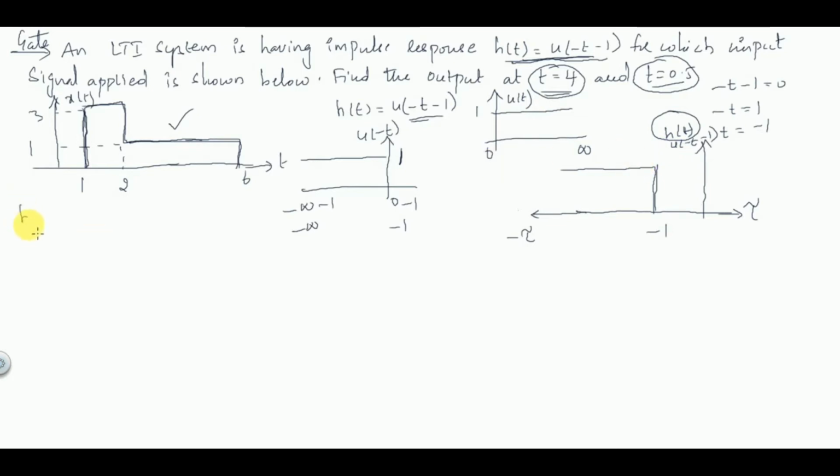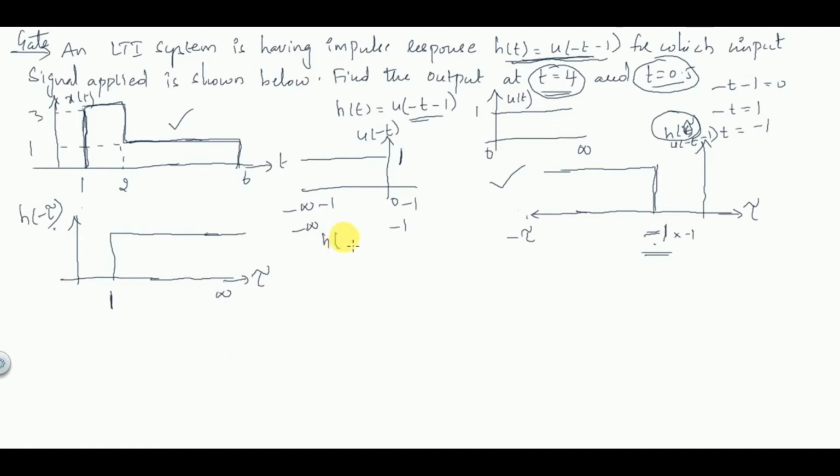Now we'll plot h of minus tau. What is h of minus tau? This is h of tau, and h of tau extends from minus 1 to minus infinity. Then h of minus tau extends from plus 1 to plus infinity. It is just the mirror image of this graph. Understood up to here? Everywhere you have to multiply by minus 1, because tau is also multiplied by minus 1. Minus 1 into minus 1 becomes plus 1, and minus infinity into minus 1 becomes plus infinity. So it extends from 1 to infinity.